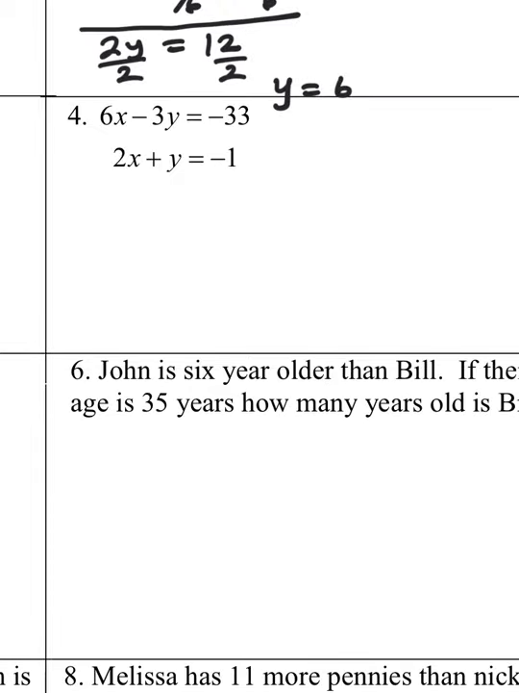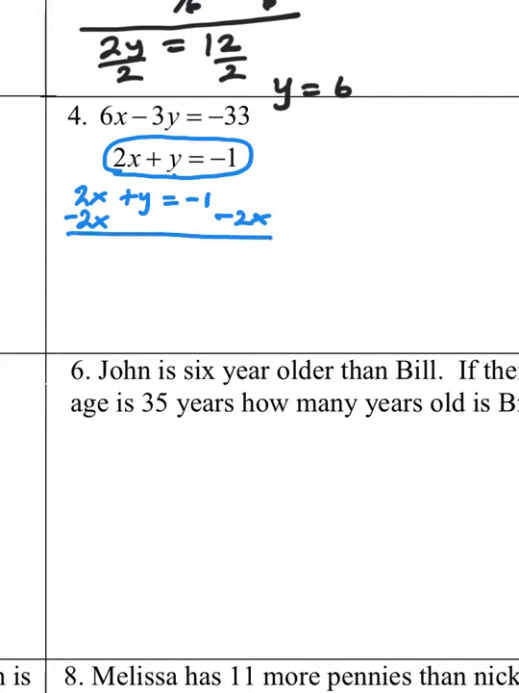I'm going to solve the second system, which is number 4. You notice here we have 2x plus y equals negative 1. I'm going to solve for y. So I have 2x plus y equals negative 1. I'm going to subtract 2x from both sides, and I have y equals, and you can't subtract these two, negative 2x and negative 1. So you have negative 2x minus 1. So the equation that I'm going to use is y equals negative 2x minus 1.